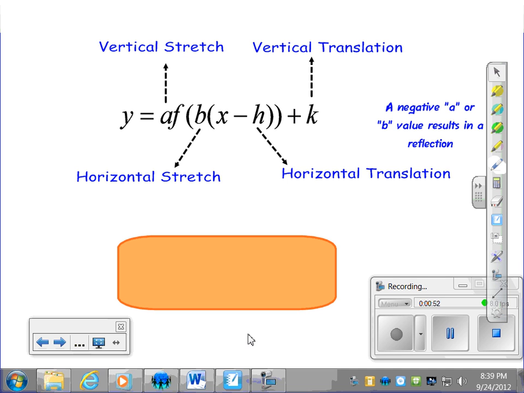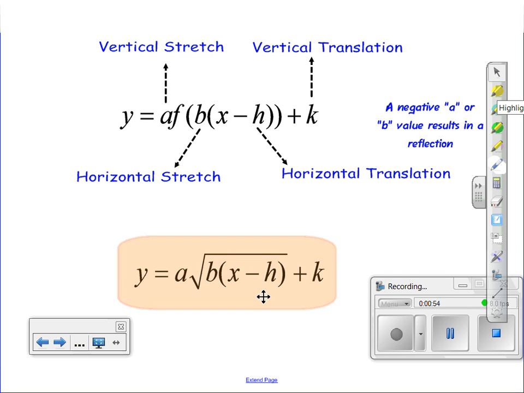And all we're going to do now is apply that to root functions. So this would be an example of a root function, a square root function with the values a, b, h, and k still there, doing the same thing. So let's look at an actual example.